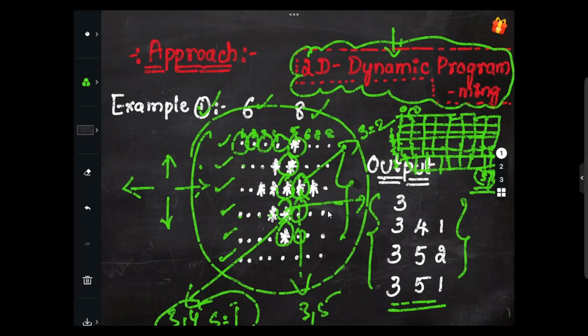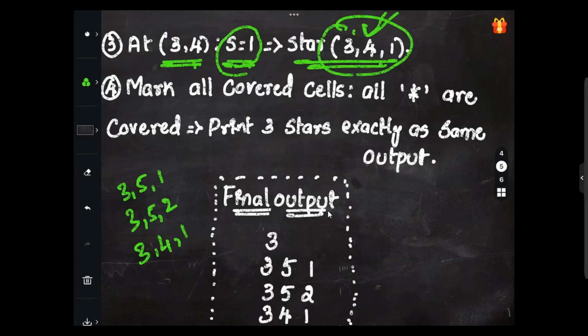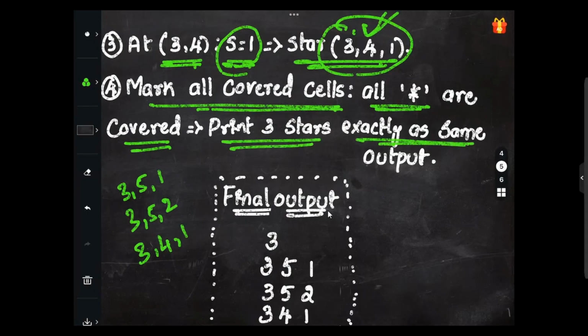See here, we are considering this one, 3 comma 4. Next to it, on the left, this one, a star was present, right? So this one we will be considering 3 comma 4 comma 1, so this is fine. Yeah, we will be marking all the covered cells, all the stars are covered here. We will print 3 stars exactly as the same output. So this will be 3 5 1, 3 5 2, 3 4 1.